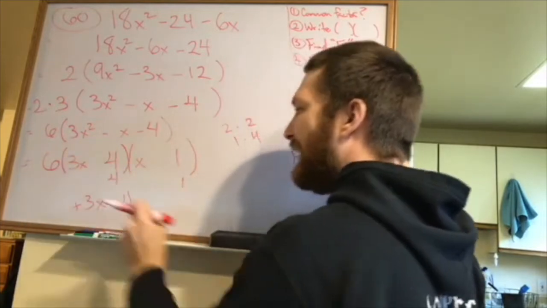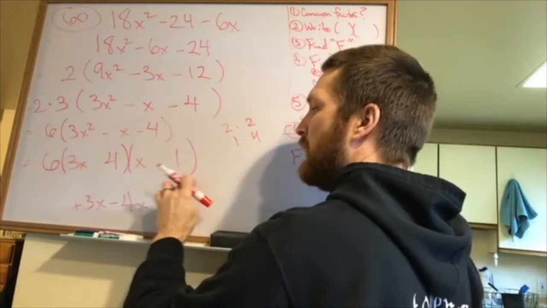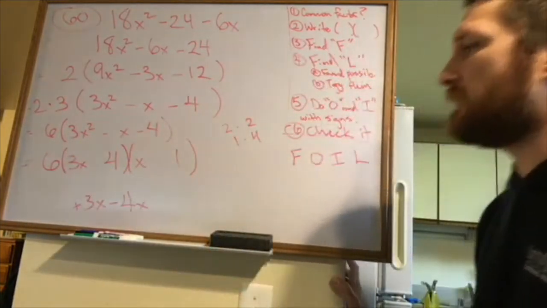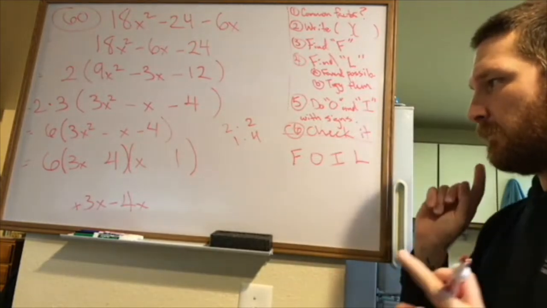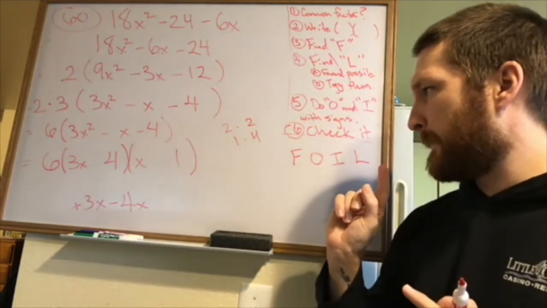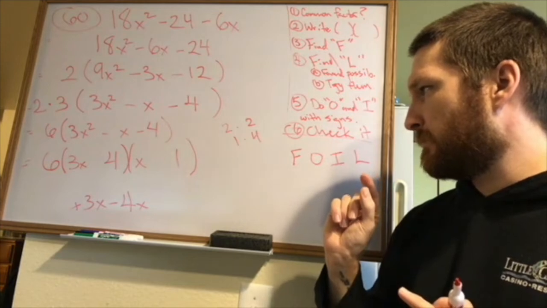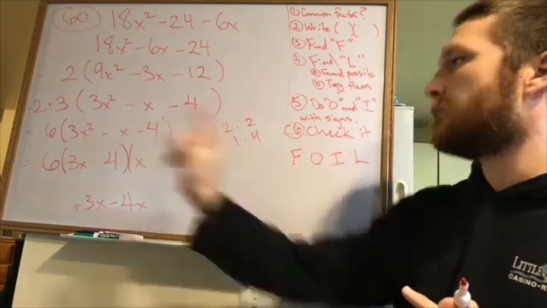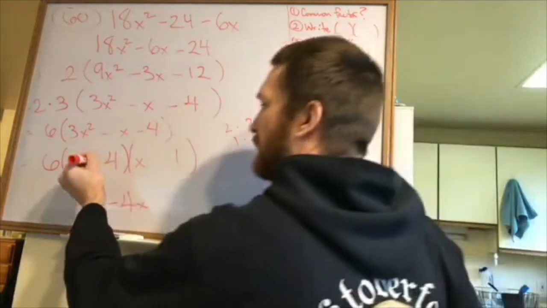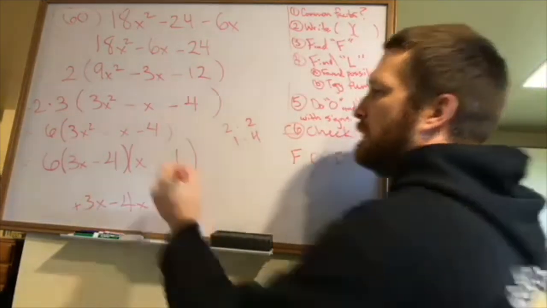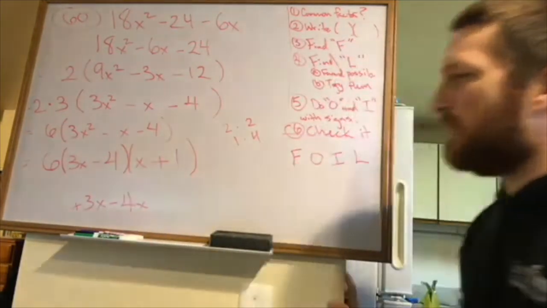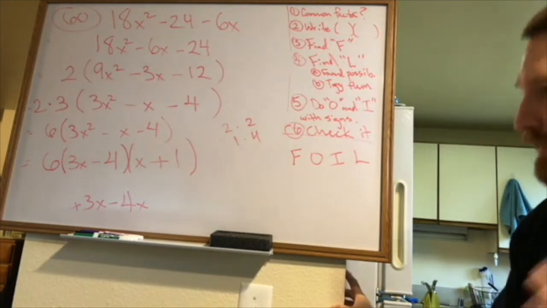4 and 1. Now let's figure the signs. Who gets the plus and who gets the minus? The 4 gets the minus, and then the 1 gets the plus. Right? So, okay, it looks like we're done.